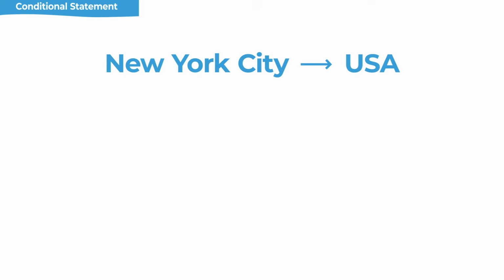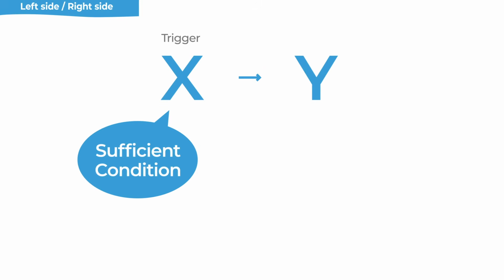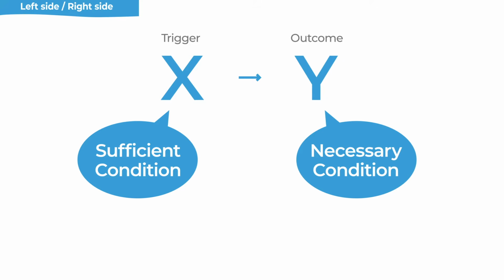A conditional statement has an arrow, and you read it as if the thing on the left is true, then the thing on the right is true. If you're in New York City, then you're in the USA. The arrow is certainty. So anytime we write one of these rules, we trust it. If the left side is true, it must be that the right side is also true. When the sufficient condition is met, the left side is triggered, and then the outcome necessarily follows.